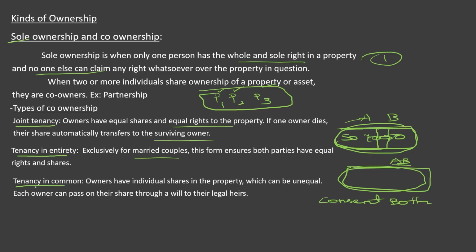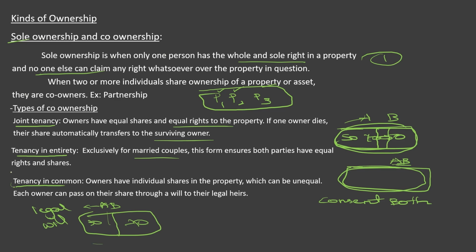And the third form is tenancy in common. Owners have individual shares in the property which can be unequal. Each owner can pass on their share through a will to their legal heirs. In this type of case, again, A and B have purchased a property, but here the shares of A and B are unequal. That is, it could be 30 and 70. So here, if either A or B dies, they can transfer the property to their legal heir in the form of a will. So in this case, the property will be transferred to their legal heirs.